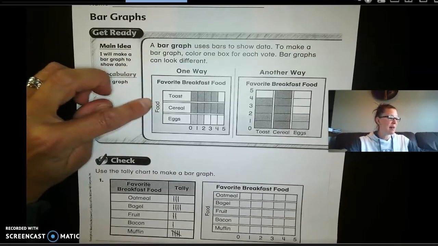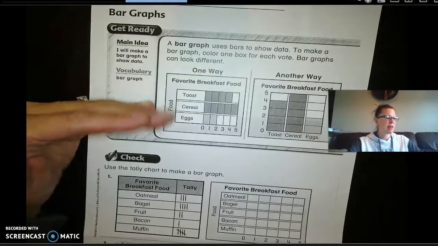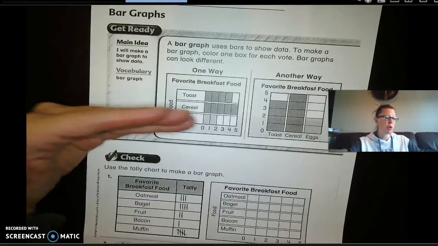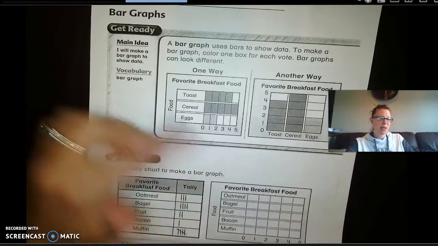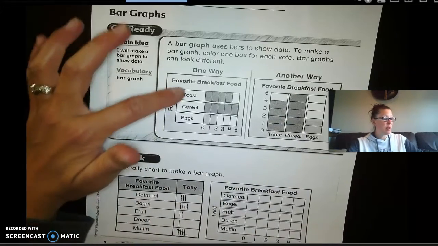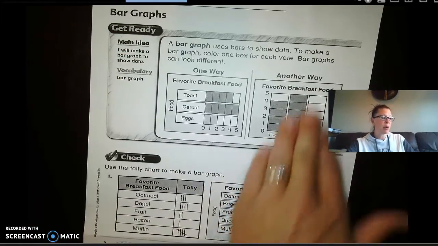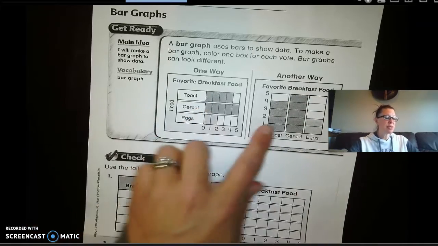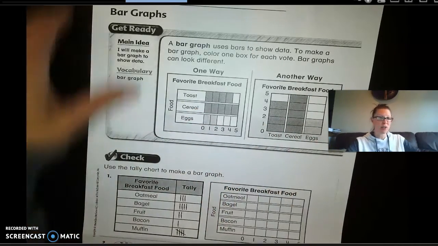So you can have where the bars are going across and the bar graph is shown horizontally, or you can have it going vertically. If you pay attention, here's the food, toast, cereal, eggs, and then this time toast, cereal, and eggs are in the bottom going up. It still shows the same data. It shows the exact same amount for each. It's just in a different direction.